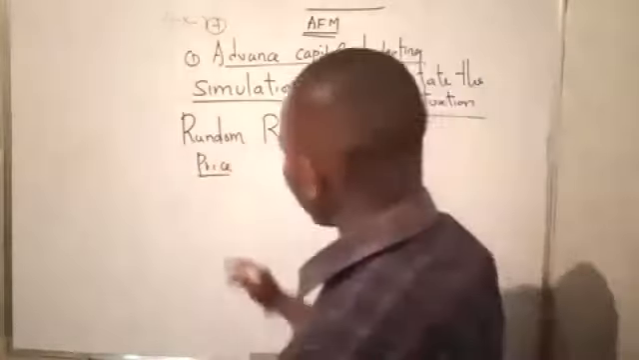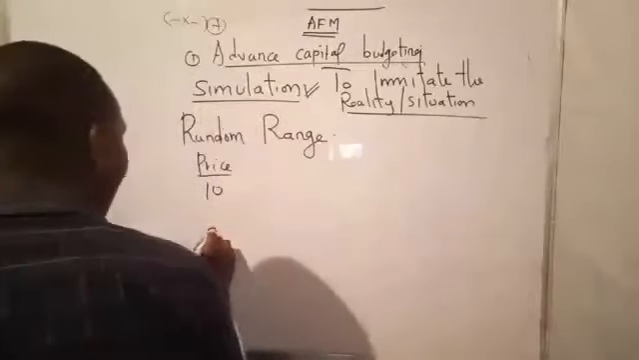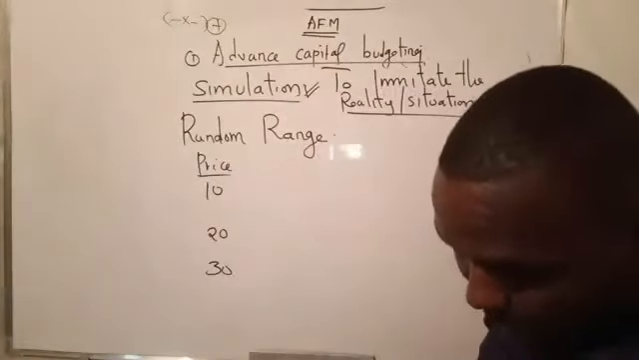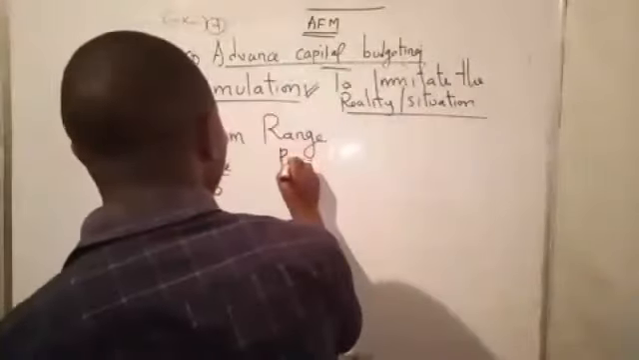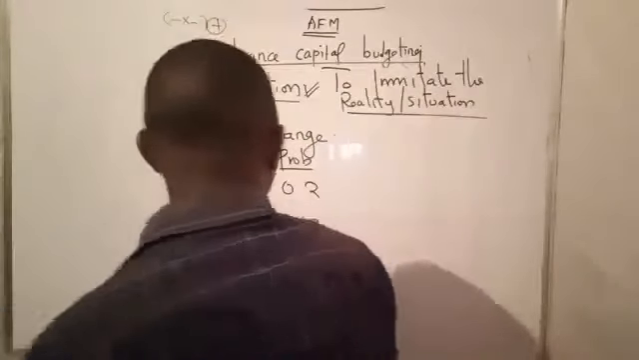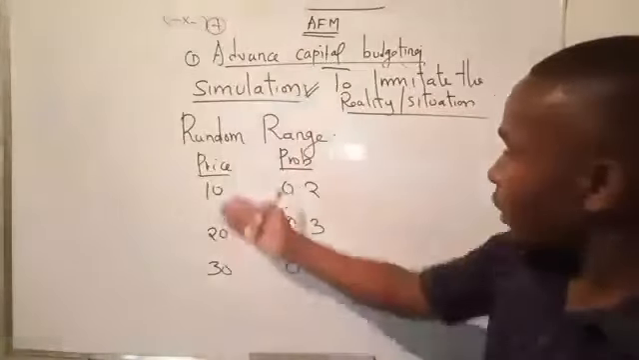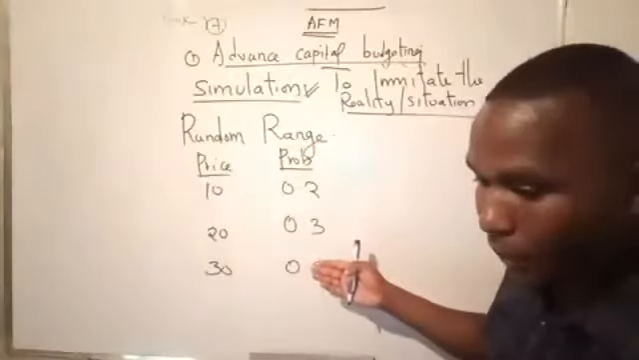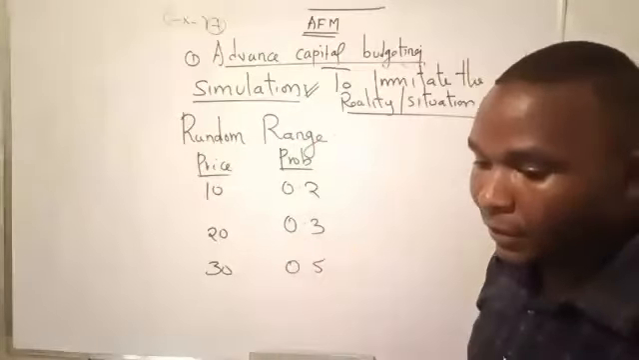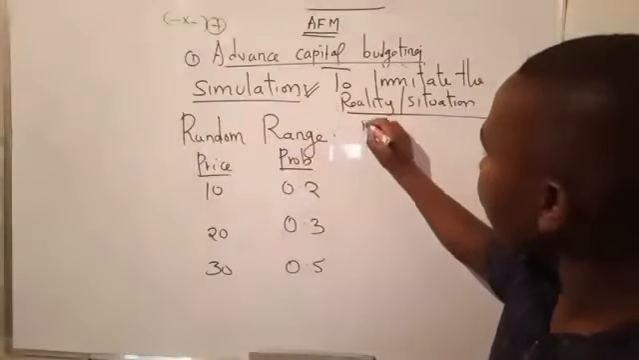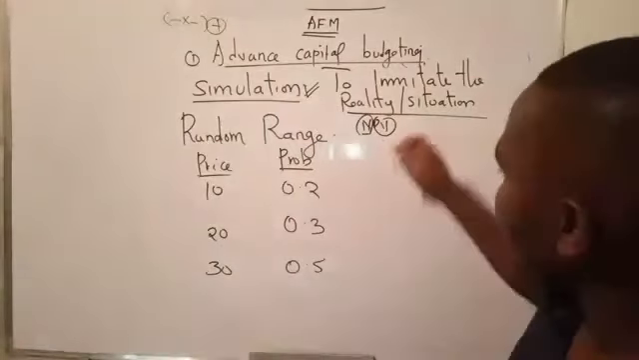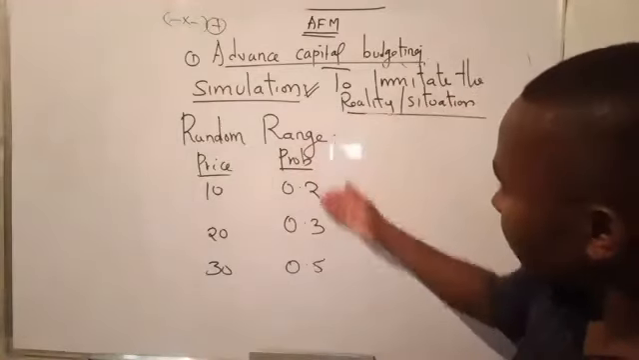So let's say we have the price: 10, 20, and 30. And then we have the probabilities: 0.2, 0.3, and 0.5. They will give you the price or the return, then they will give you the probabilities. Then they need you to do a simulation until you get the end product, the net present value, the NPV. We use this to find the NPV so that we evaluate the project.